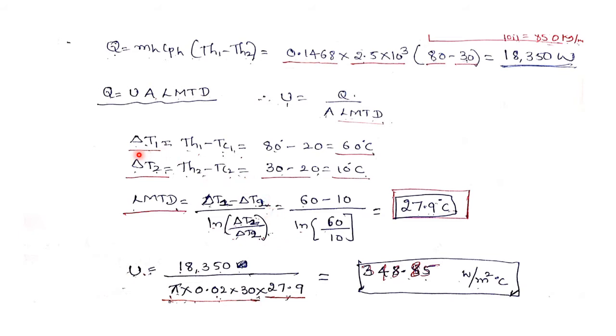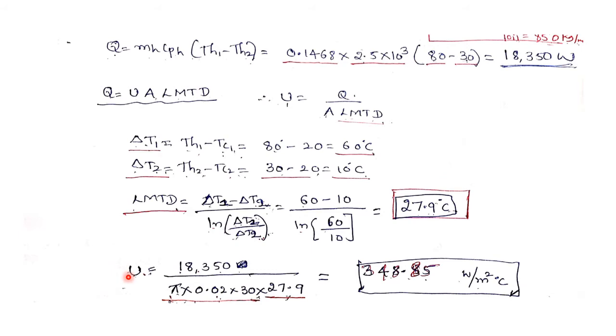So let us calculate now delta T1, where delta T1 is given by TH1 minus TC1, and delta T2 is given by TH2 minus TC2. Substituting the values, we have calculated the value of delta T1 and delta T2. The same values we will substitute here in order to calculate the LMTD. So my LMTD answer is 27.9 degree centigrade.